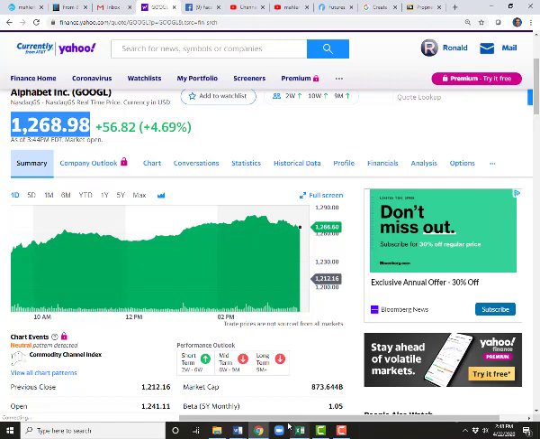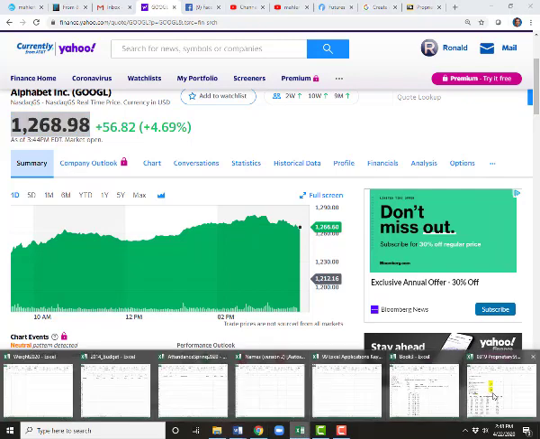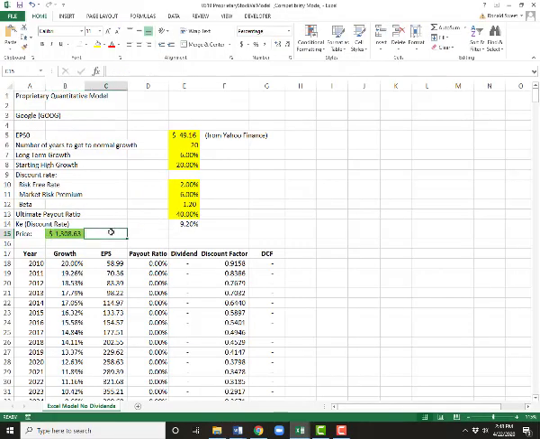Google's currently trading for $1,268.98, so right at $1,270. So you look at that and you say, yeah, they look well valued right now. Obviously, you could change any of these assumptions and get radically different numbers. But you're in the ballpark of their valuation, $1,300 versus $1,270. So that's what I call a proprietary growth model.